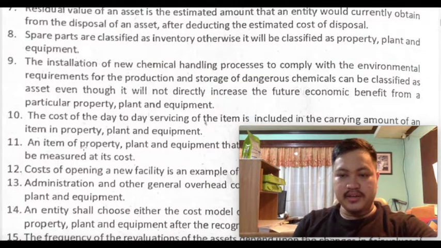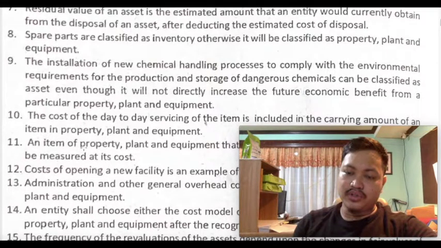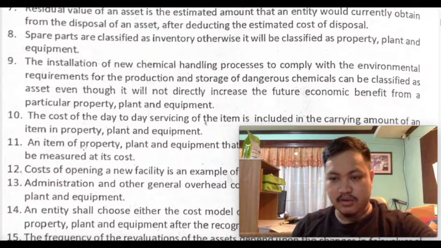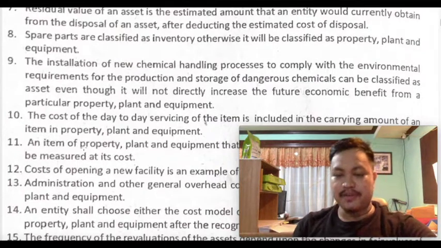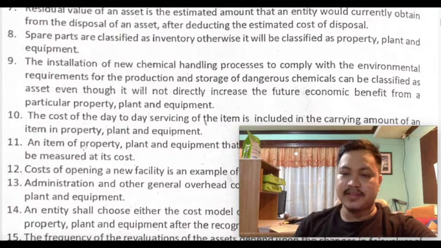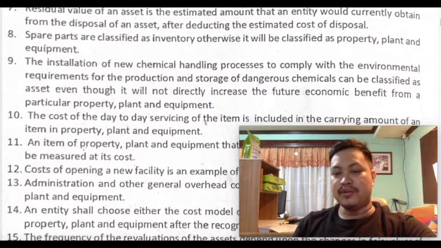Now, although the standard did not state it like this, class, to simplify the rule in determining whether a subsequent cost should be capitalized or expensed, the simplified question I want students to ask themselves is whether the subsequent cost increases or improves the life of the asset, improves its capacity or efficiency. So if originally the life of the asset is only 10 years, but because of the subsequent cost you've incurred, the expected life of the asset increased to 15 years, then that cost should be capitalized. That cost should be included in the carrying amount or the cost of the asset.